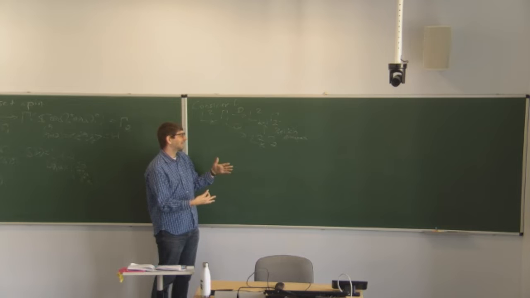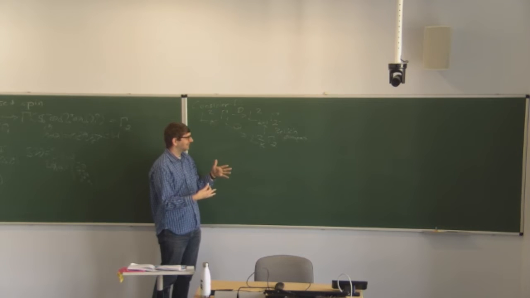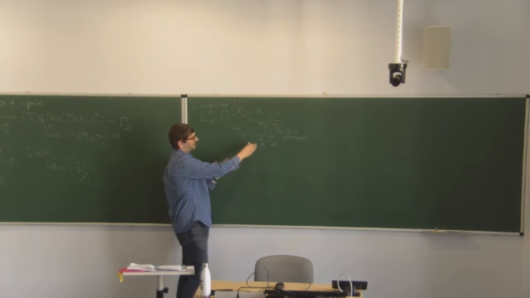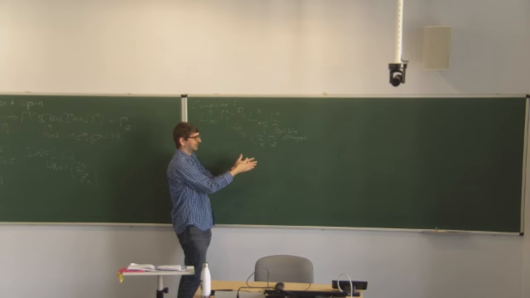But somehow things that might be very far apart in L2K, so if their kth derivatives are far apart, could still have all their first k minus 1 derivatives very close together.